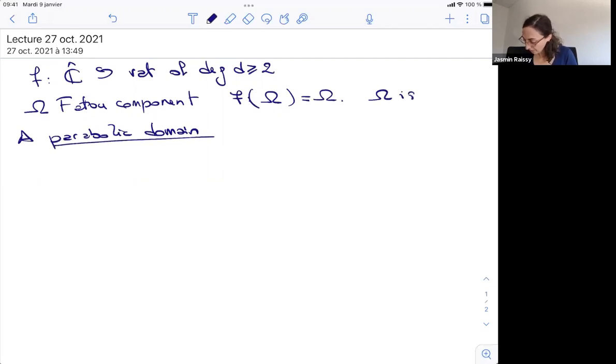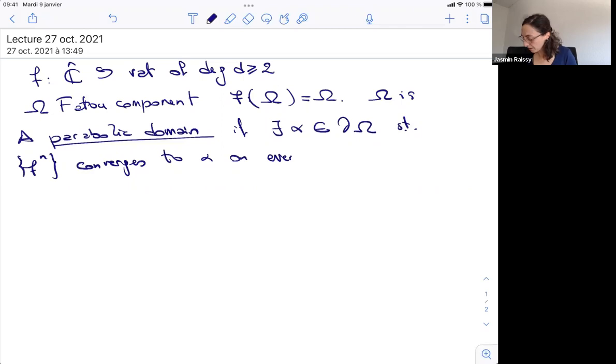if there exists a point alpha in the boundary of omega such that the sequence of iterates, F^n, converges to alpha on every compact set of omega.